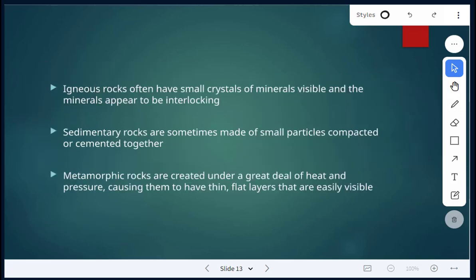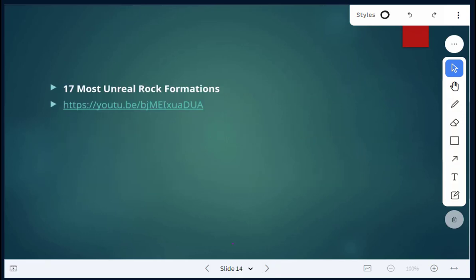Igneous rocks often have small crystals of minerals visible, and those minerals appear to be interlocking. Sedimentary rocks are sometimes made of small particles that have been compacted or cemented together. And metamorphic rocks are created under a great deal of heat and pressure, and it causes them to have thin, flat layers that are easily visible. All right, so lastly, I'm just going to pause here.